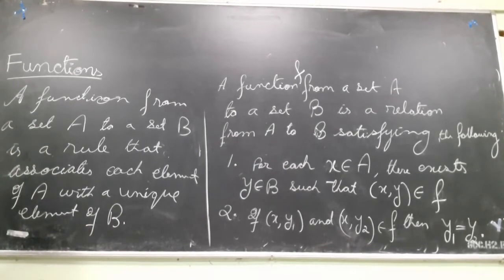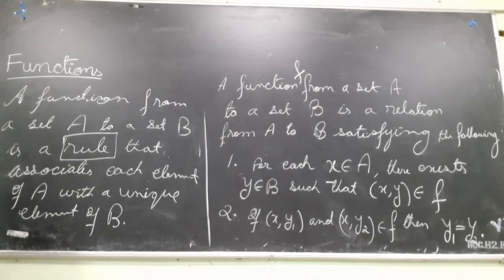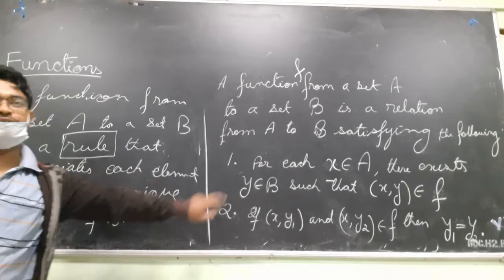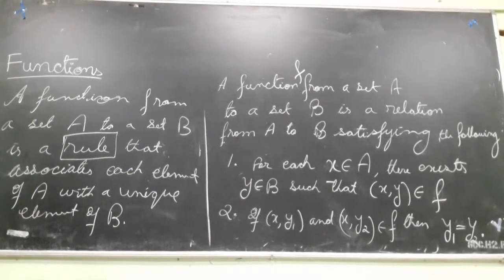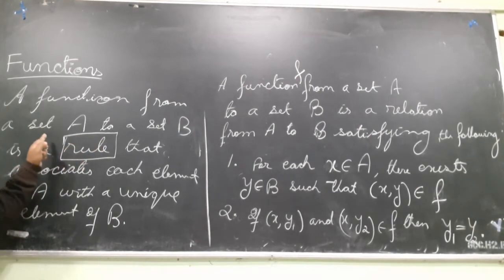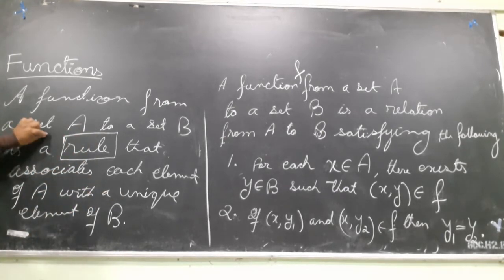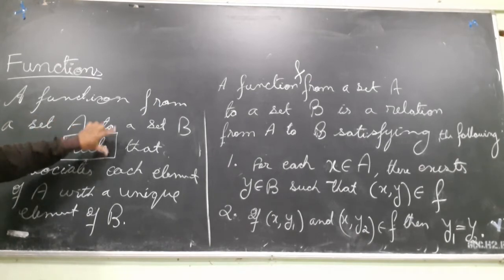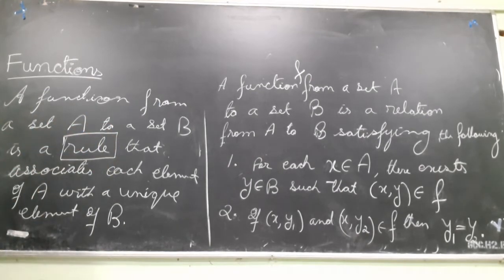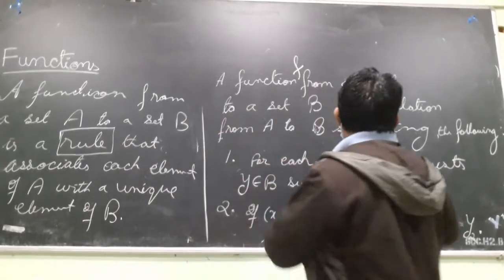But the word rule here is confusing. That is why we need a rigorous definition. What do you mean by rule? Actually we are associating each element of A to a unique element of capital B. So the same element of A cannot be associated with two different elements from B. Right. So let us see some examples of a function.